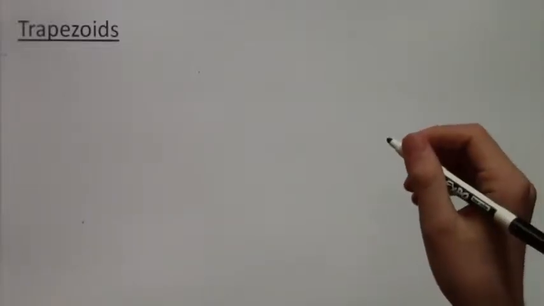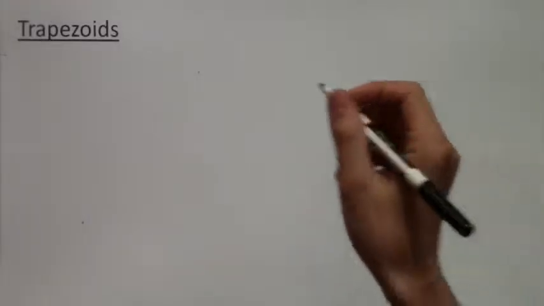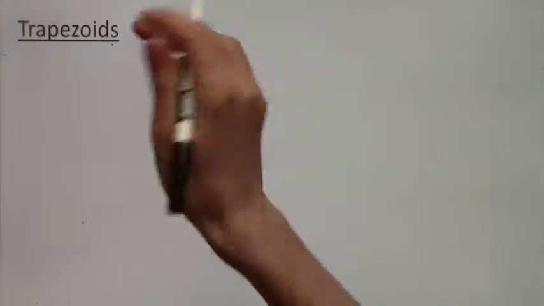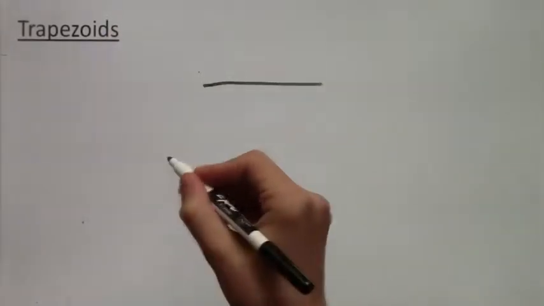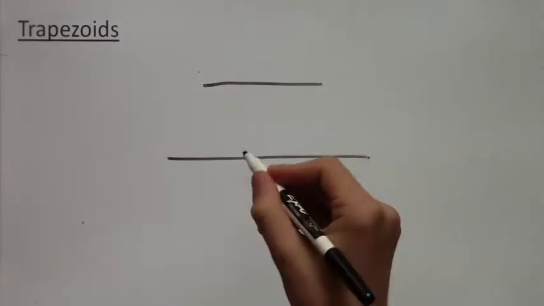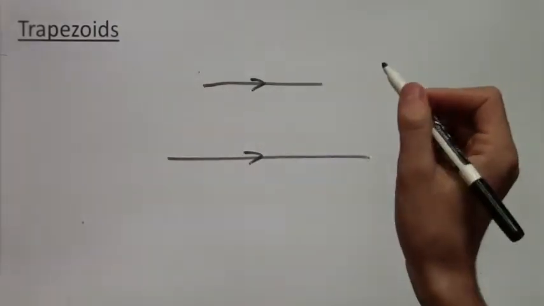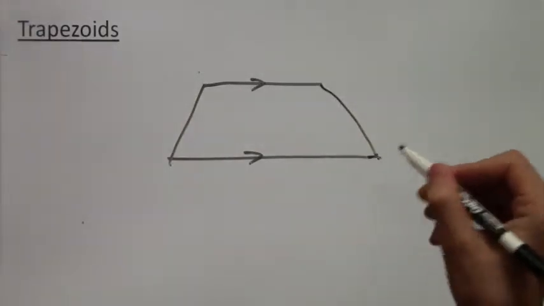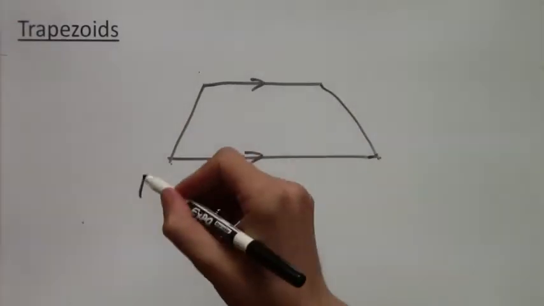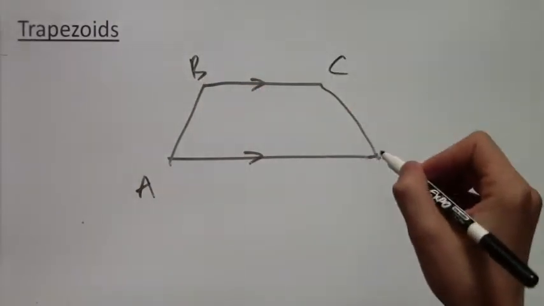In this video lesson, we will learn about trapezoids. So first, a quick reminder about what a trapezoid is. A trapezoid is a quadrilateral, so a four-sided figure, that has exactly two parallel sides, and I've marked them here with little arrows.